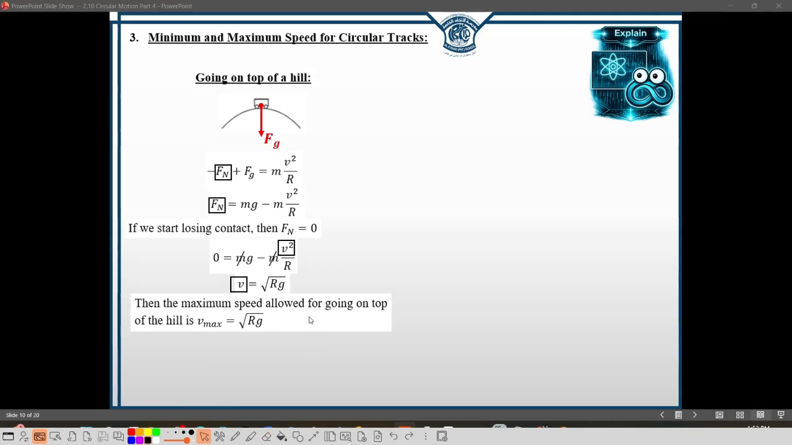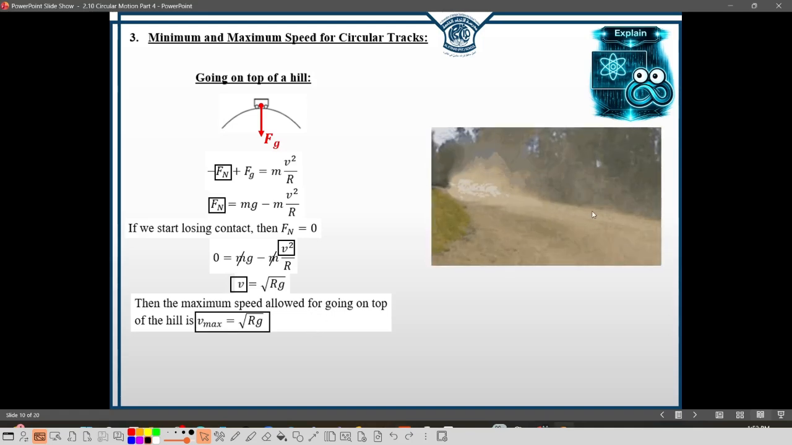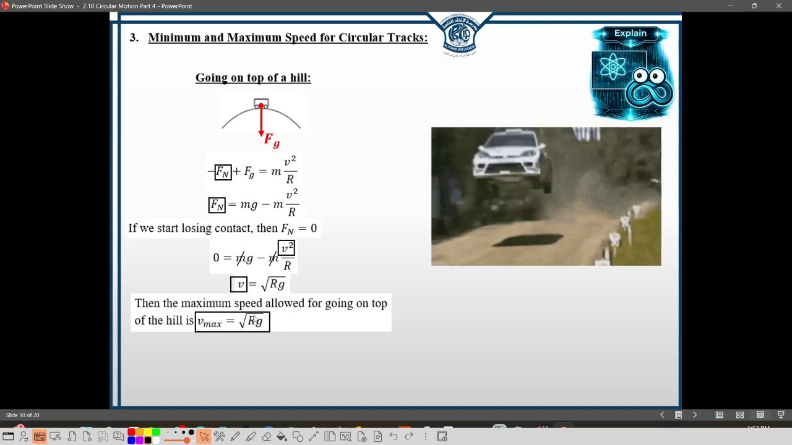So what will happen if we exceed this speed? Then the object will lose contact and it will fly away from the surface. So here in this case, we have exceeded the speed, which is the square root of r times g.